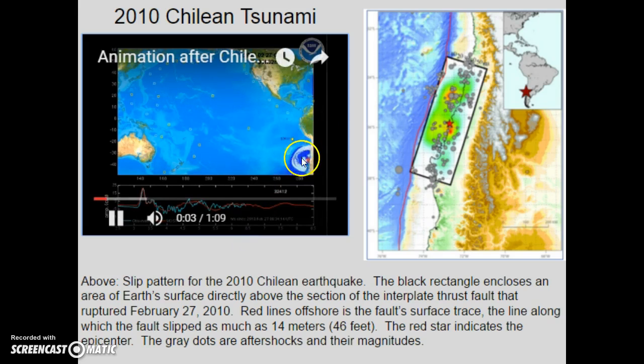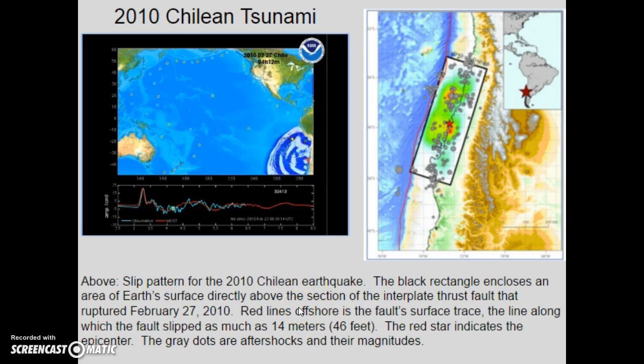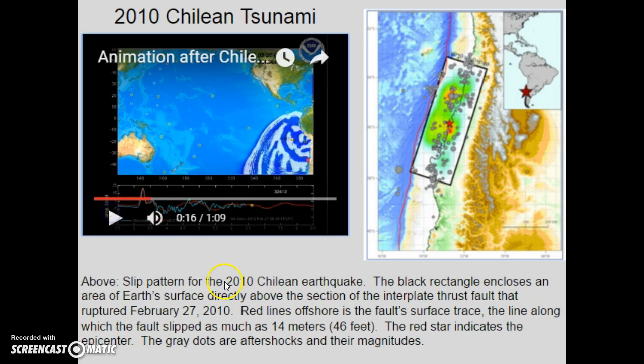And here's the animation we're showing. If you take a look in here, these are walls of water that are moving through here. And you can watch that video as well.